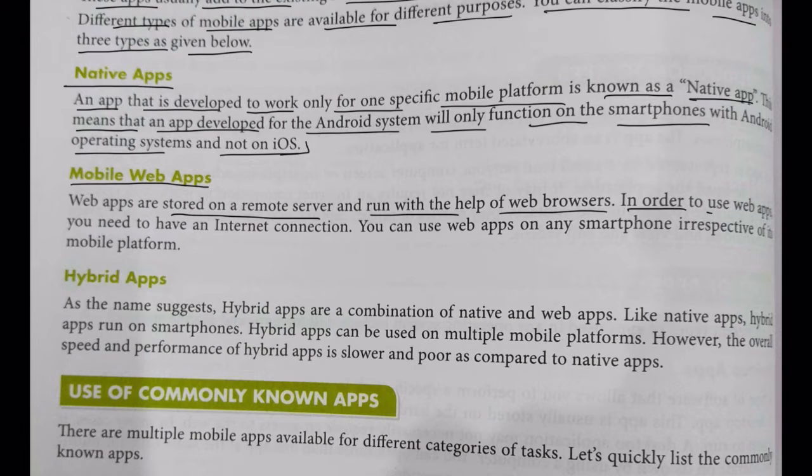In order to use web apps, you need to have an internet connection, because as you can tell, on your mobile applications you cannot have access to the things available on the internet without an internet connection, right? So in order to use web browser based applications, also known as mobile web applications, you need an internet connection. You can use web apps on any smartphone irrespective of its mobile platform.